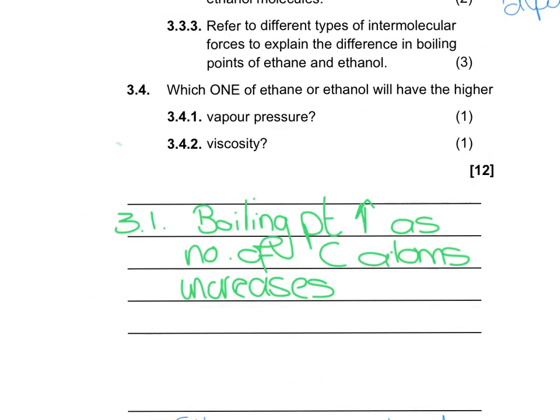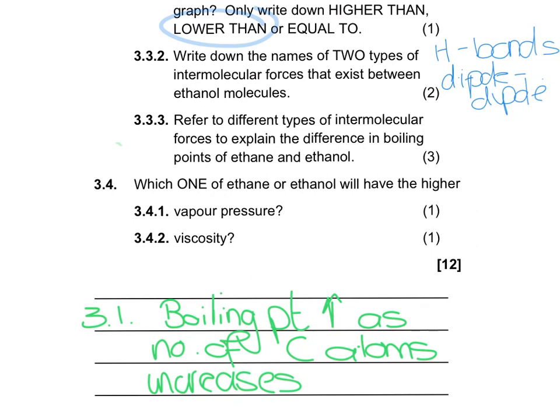Okay? Great. Next one. Which one of the following, ethane or ethanol, will have the higher vapor pressure? Remember, vapor pressure and boiling point are the inverse of each other. So if something has a high boiling point, it'll have a low vapor pressure. So we've already realized that ethane had the lower boiling point, so it will have the higher vapor pressure. Okay? Viscosity has the same trend as boiling point. The higher the boiling point, the greater the viscosity, because the intermolecular forces are stronger. That means the viscosity is greater for ethanol. Really not so bad. It's just being able to identify the intermolecular forces.